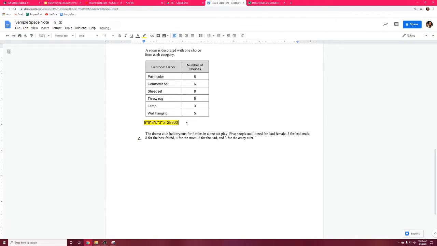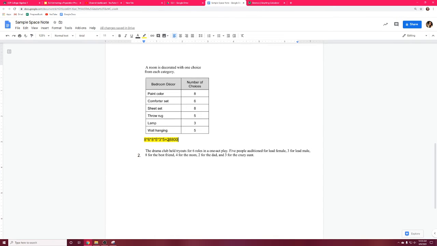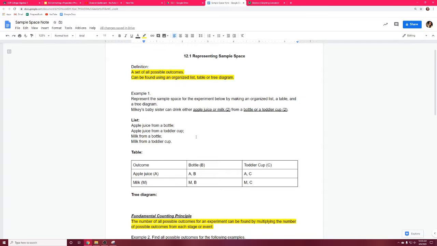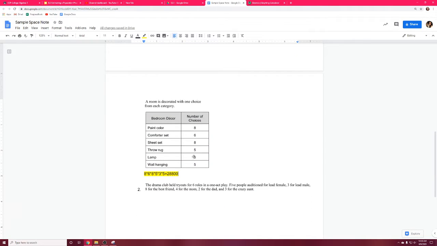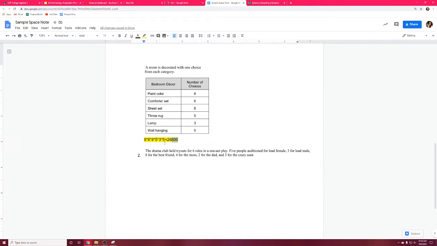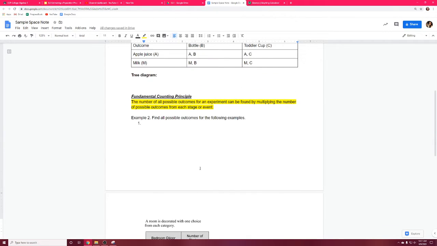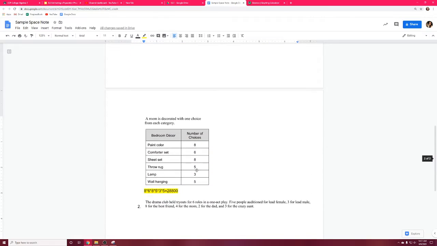The good reason for using this principle is that a lot of times there are a lot of outcomes in the sample space. For Mikey's problem, we can just list it out and count that there are 4 outcomes. But for the example here, they have almost 29,000 outcomes. There is no way you can list all of them out. That is why we use the fundamental counting principle, and this is very, very important in probability.